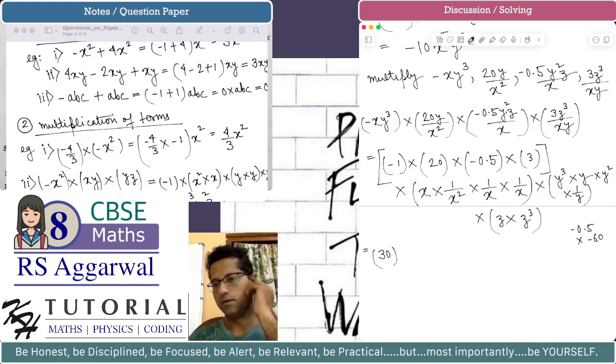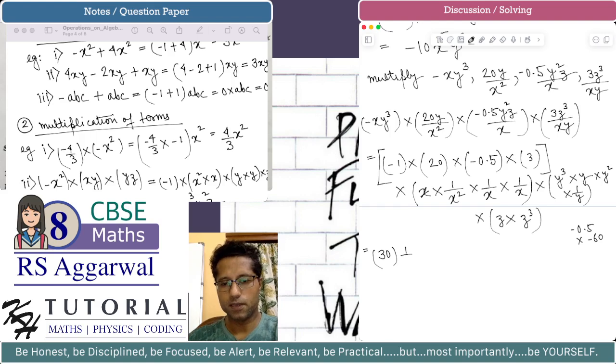Now, if we multiply all the x literal factors, we get x to the power 4, then the 1 by x cancels, and it becomes 1 by x cube.